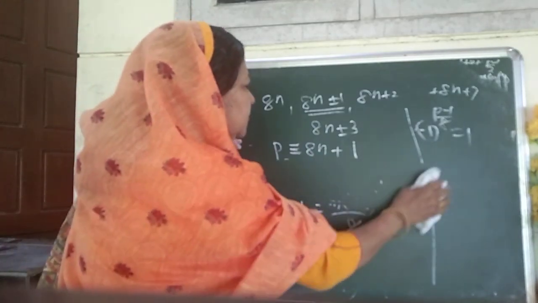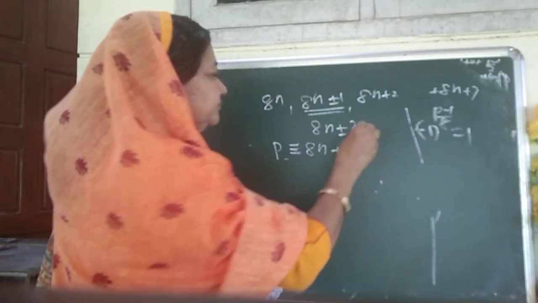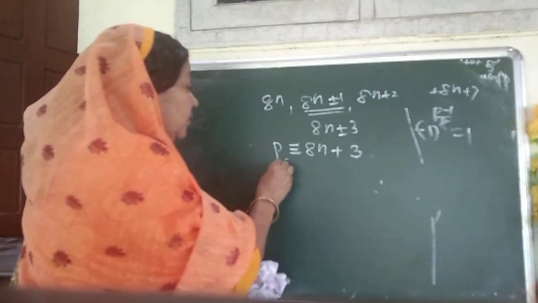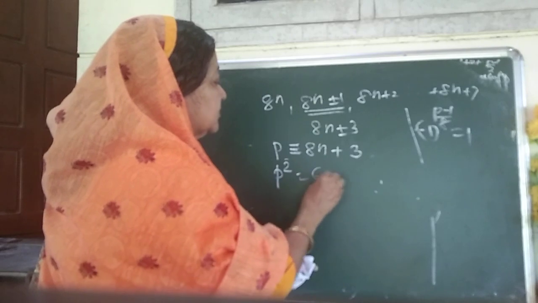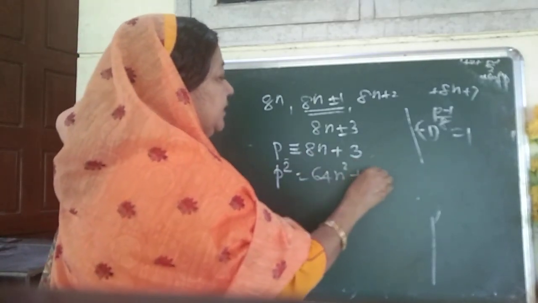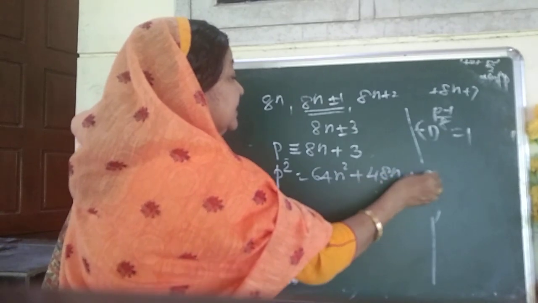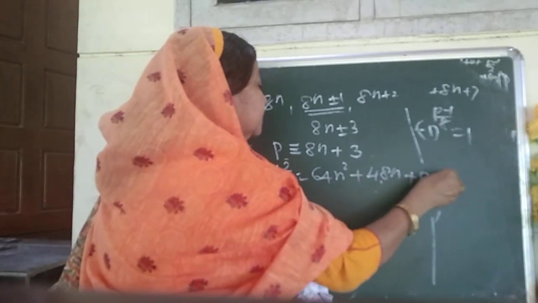But if p is of the form 8n plus or minus 3, p square equals 64n square plus 48n plus 9. 9 is again 8 plus 1.